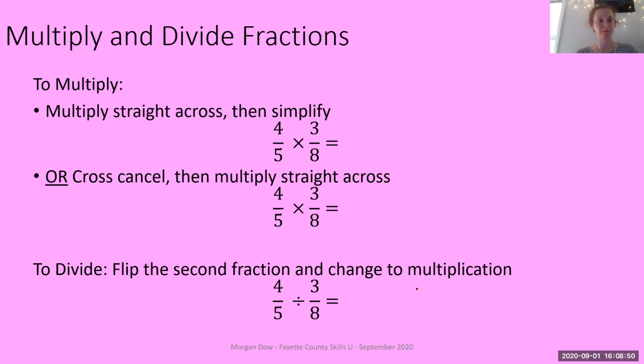So let's try the first one. To multiply fractions, one way you can do it is just to multiply straight across and then simplify your numbers. So let's try that. We've got 4/5 times 3/8. We do 4 times 3 is 12. And 5 times 8 is 40.